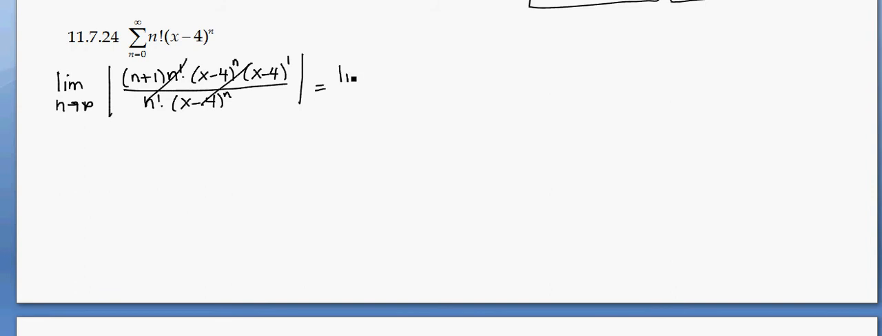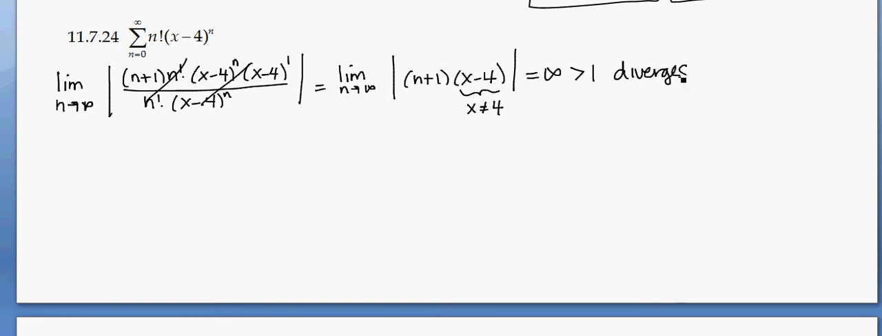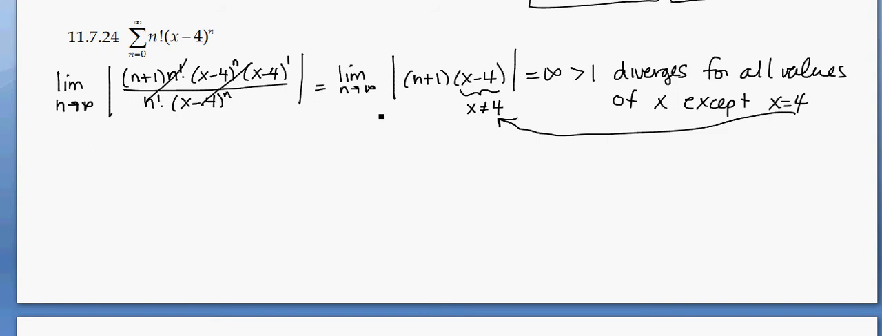And we're just left with the limit as n goes to infinity of n plus 1 times x minus 4. As n grows large, this thing will go to infinity, again, assuming this thing is not 0. So as long as x is not equal to 4, we get infinity. Now that is greater than 1, so the ratio test tells us it diverges. So it diverges for all values of x except at x equals 4, right? Because the center, remember, was at x equals 4. So we know that the whole power series is just the 0 series when x is equal to 4.